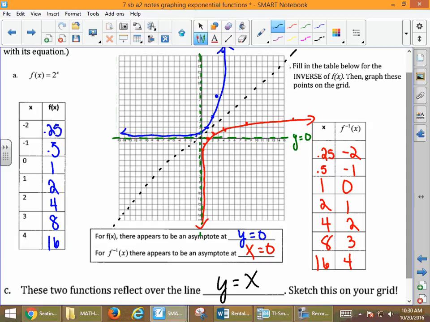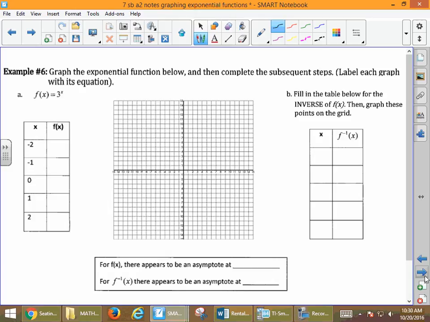And now that we've seen one, let's try another. If you would like, you can type it into your calculator, but for time purposes, I'm not going to type it in. f of x equals 3 to the x. Well, 3 to the negative 2 is 0.11. 3 to the negative 1 is 0.33. 3 to the 0 is 1. 3 to the first is 3. 3 squared is 9. And again, you could have typed in 3 caret x in your y equals function.